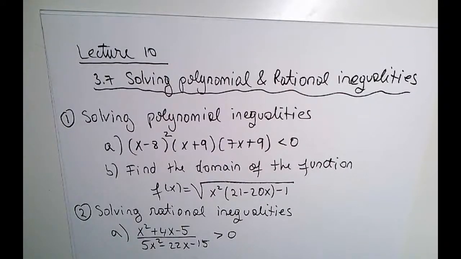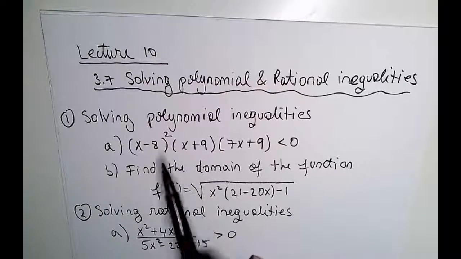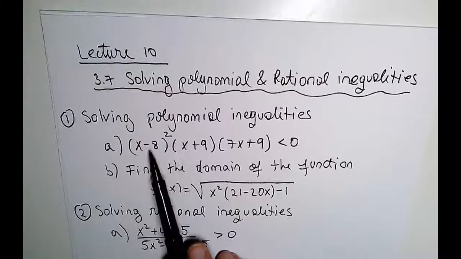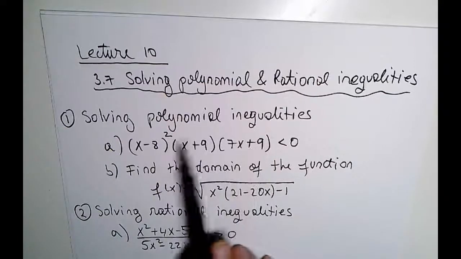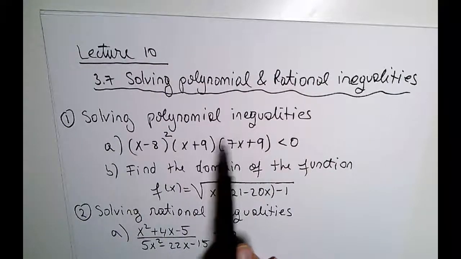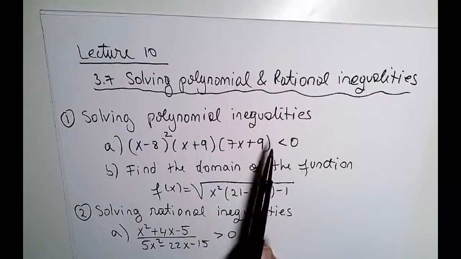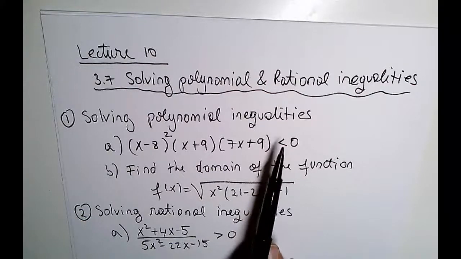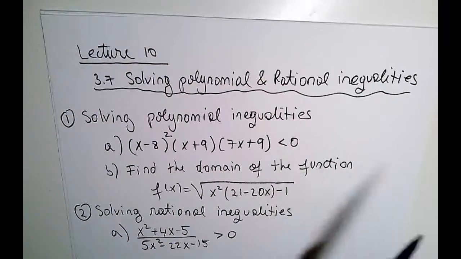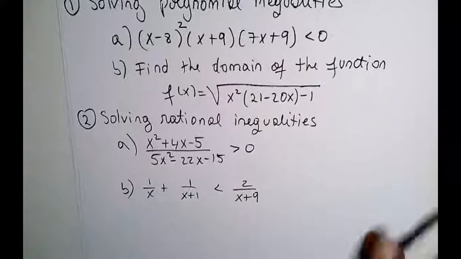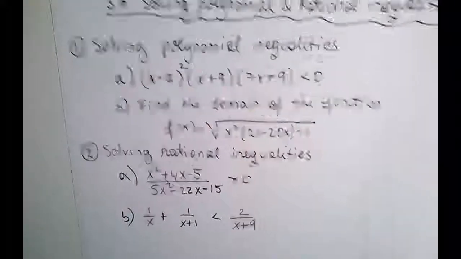In this next section, we're just going to learn how to solve polynomial and rational inequalities. So if you have a polynomial, f of x equals (x minus 8) squared times (x plus 9) times (7x plus 9), it's already in factored form. What if you want to solve where it is less than 0, and give the answer in inequality notation? So let's copy it again.